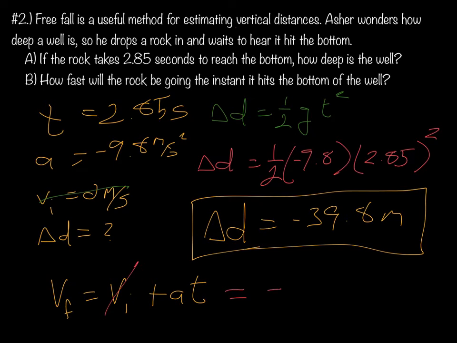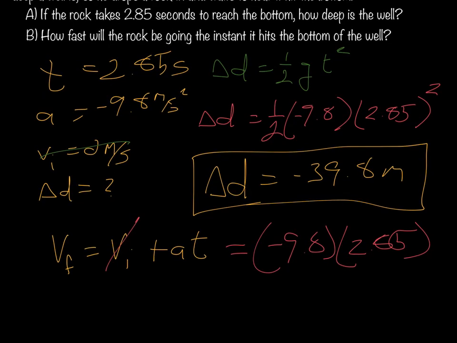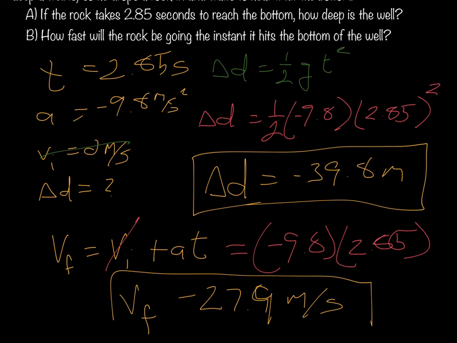So I can simply plug in: my Vf is going to equal negative 9.8, my acceleration, times my time of 2.85, and then I plug into my calculator, and I get an answer of negative 27.9 meters per second. So that's my final velocity. And of course it's going down, so it should be negative as well. So that's the answer to number 2. Let's go on to number 3.